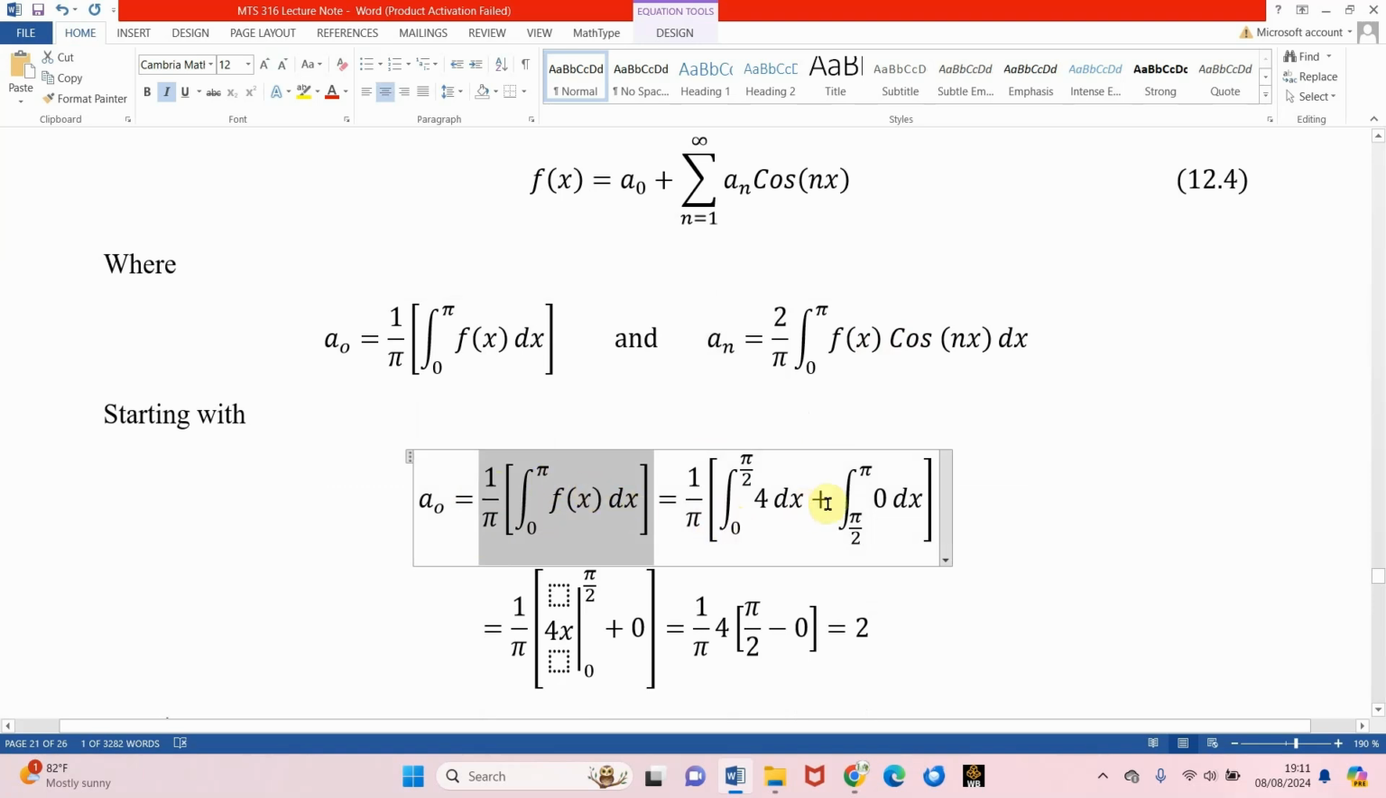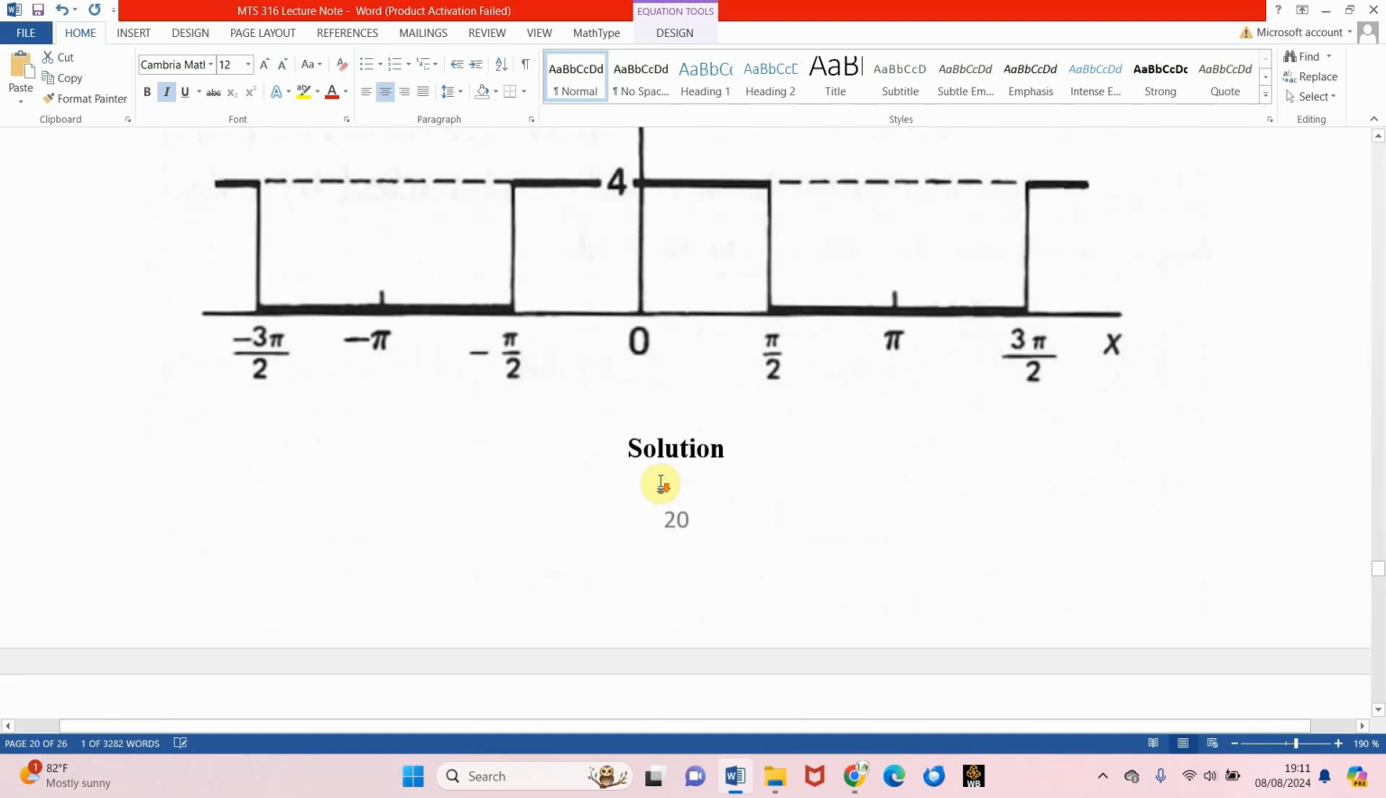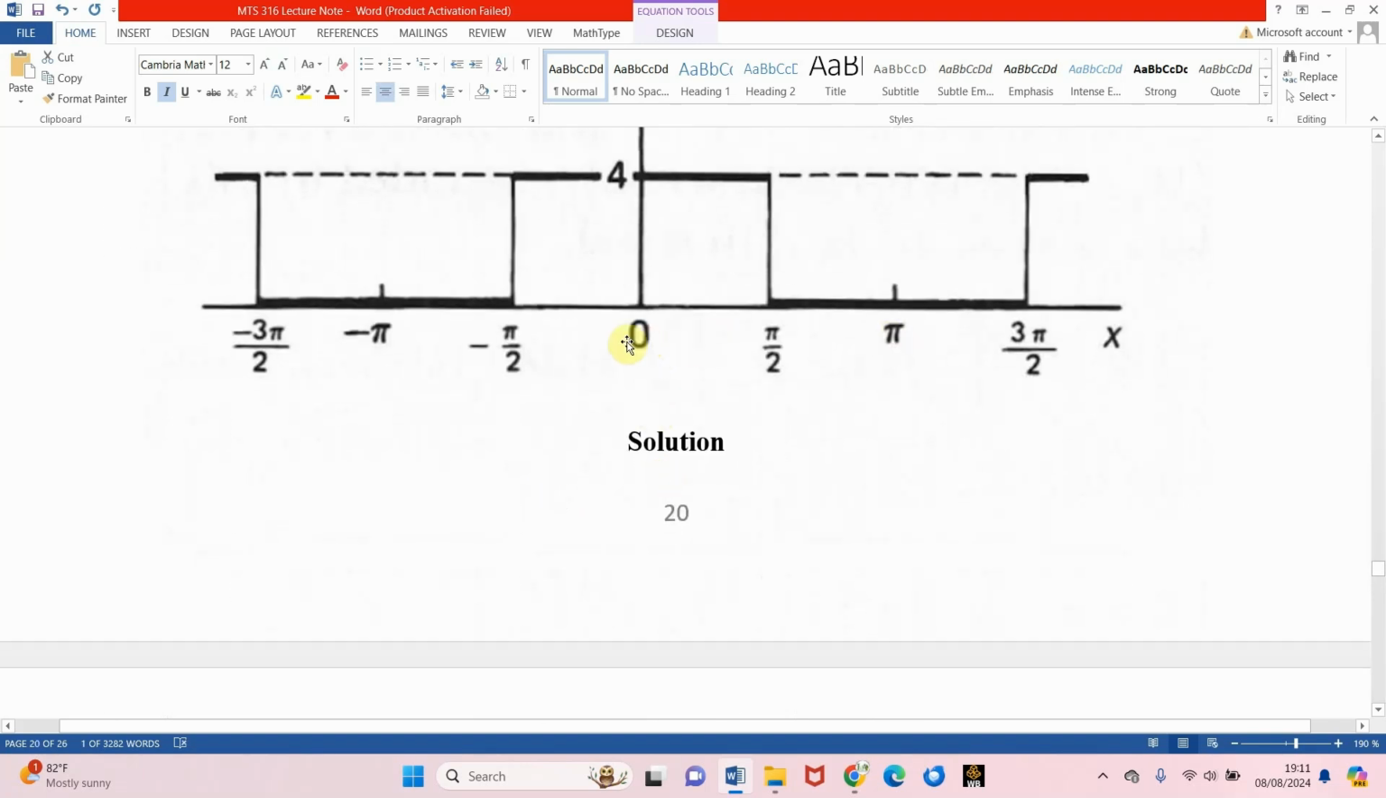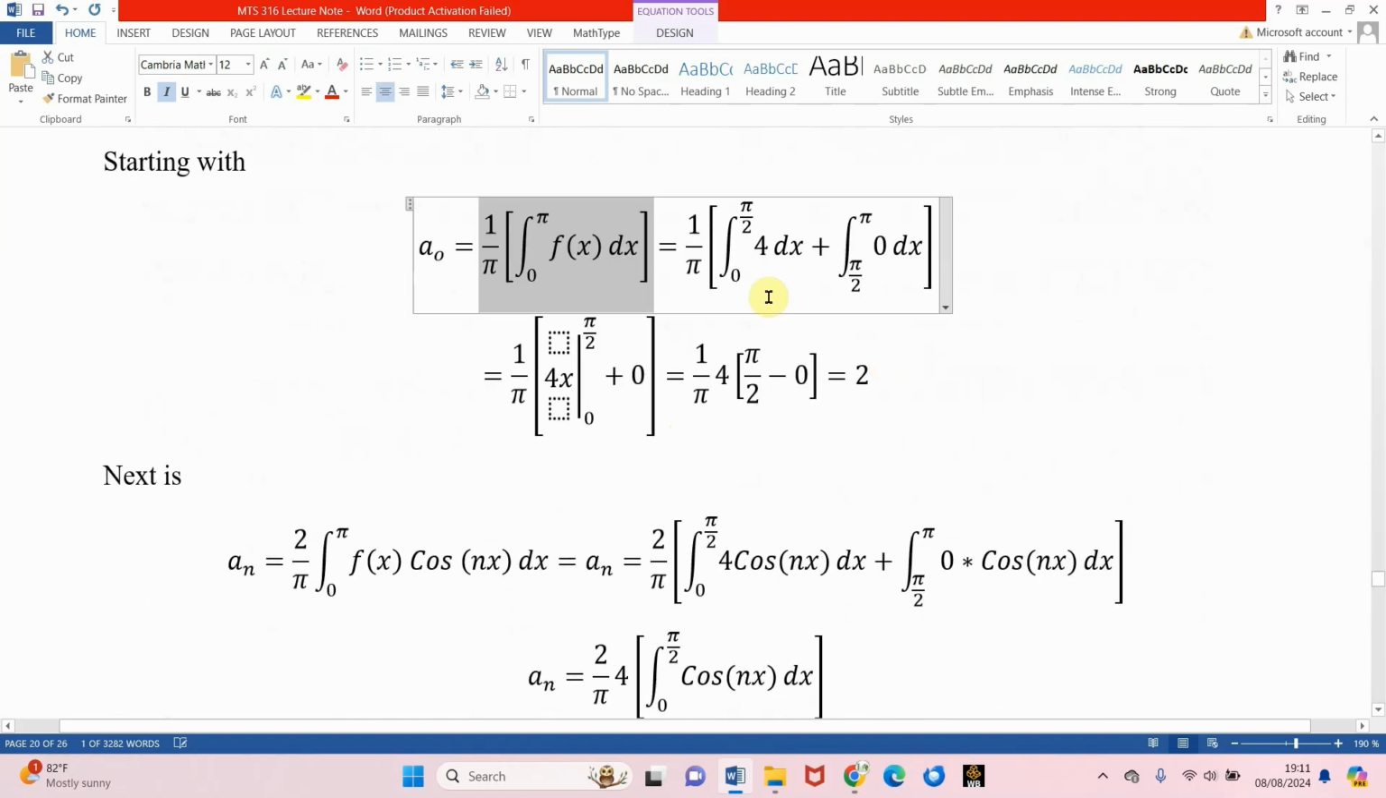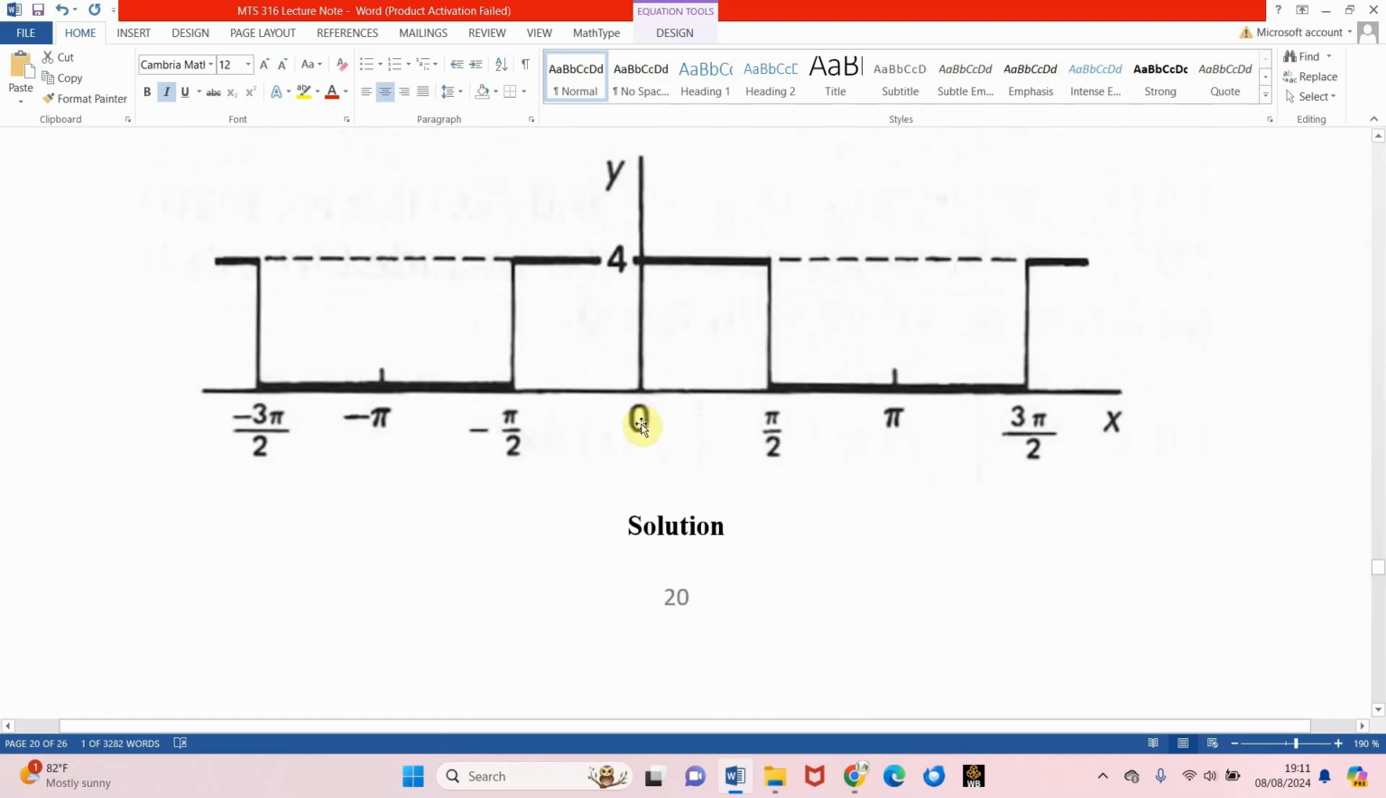This is an even function, so this is from 0 to pi, which means I want to cover only from 0 to pi. From the graph, we need to first of all deal from 0 to pi over 2. Why? Look at it. From 0 to pi over 2, f of x is 4. Then from pi over 2 to pi, f of x is 0.